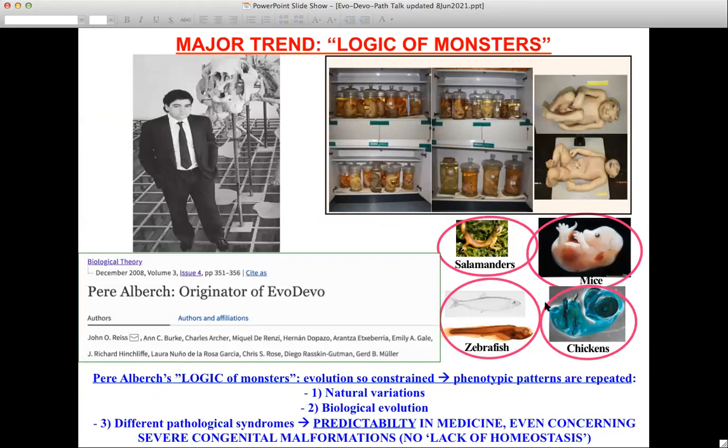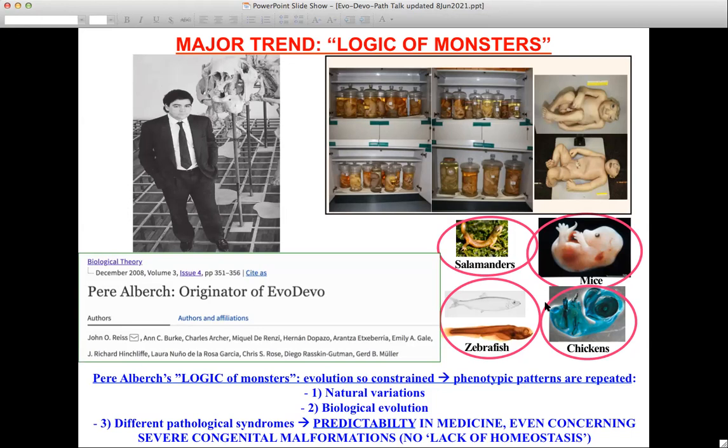So to finish this talk, the main topic is the so-called logic of monsters. And this is extremely important for medicine. As I showed, you can predict things. Evolution is so constrained that even when things go very badly, or at least not in a normal way, you see these patterns repeated: natural variations repeating in normal evolution, and also birth defects. We have repetition of patterns all the time. And this allows us to have predictability in medicine. Those hardcore birth defects are still predictable.